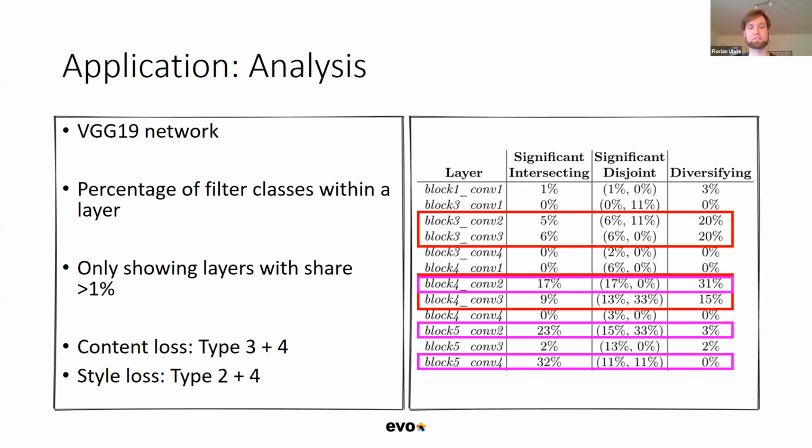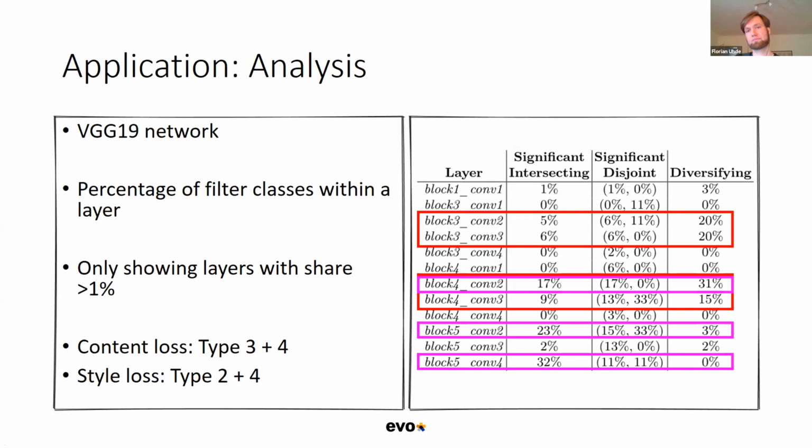But if we apply this loss interest that we just talked about, we see that for content loss, where we are interested in the diversifying layers, we do have a few layers that have a high percentage of diversifying filters. Those are the ones that we would like to pick for our content loss function. And for style loss, we're looking for intersecting filters. So we do have a few layers here that have a very high percentage of intersecting filters. Those are the layers that are interesting for the style loss function.